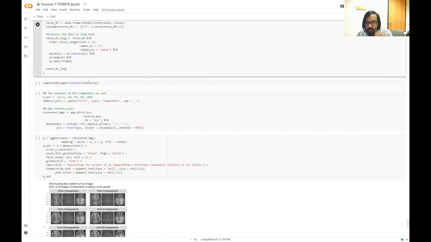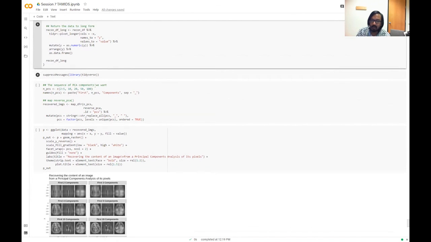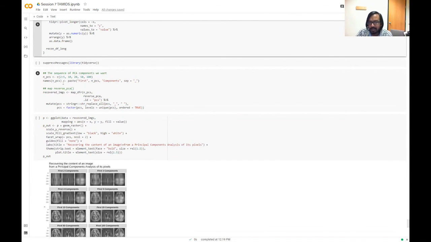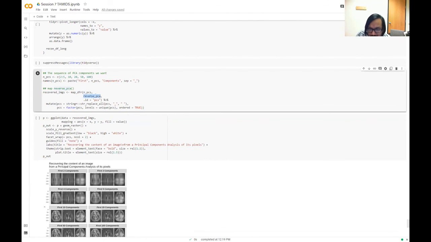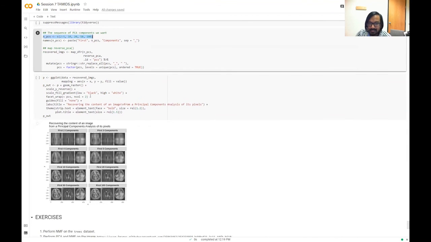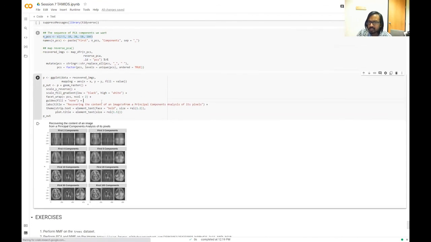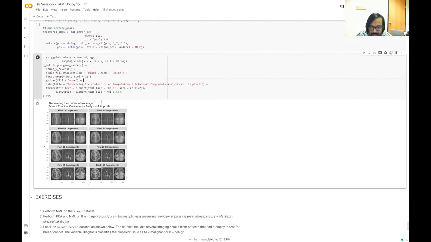So what we're going to do is we're going to take several numbers of PCA components. We're going to see 2 to 5, 10, 20, 50, and 100 and see how it performs. The remaining part of the code is simply applying the function reverse PCA on these numbers, using these numbers as the number of principal components, and then plotting them. There is no need to go through these codes right now. You can go through them at your own time.